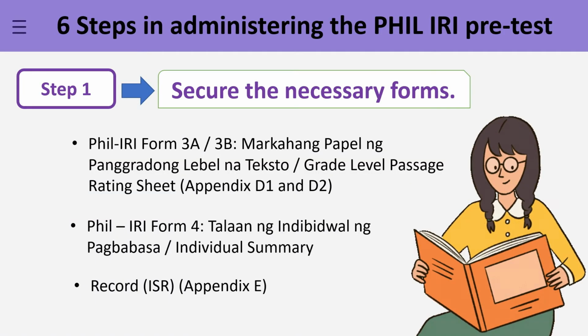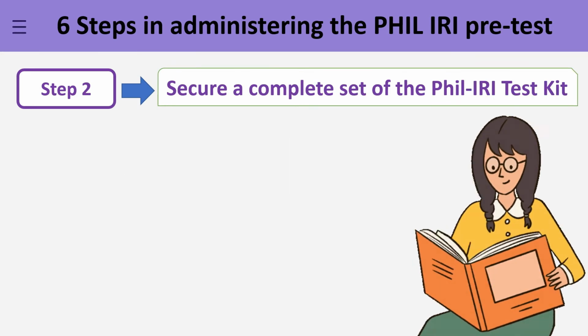We have 6 steps in administering the Phil-IRI pretest. Step 1. Secure the necessary forms. Phil-IRI Form 3A and 3B, markahang papel ng panggradong level na teksto or grade level passage rating sheets, and that is Appendix D1 and D2. Phil-IRI Form 4, talaan ng individual ng pagbabasa or individual summary record, ISR, Appendix E.